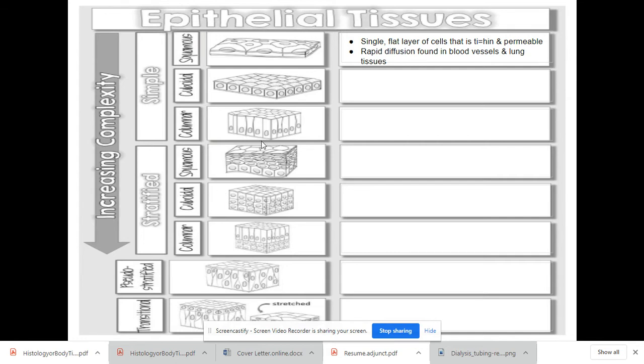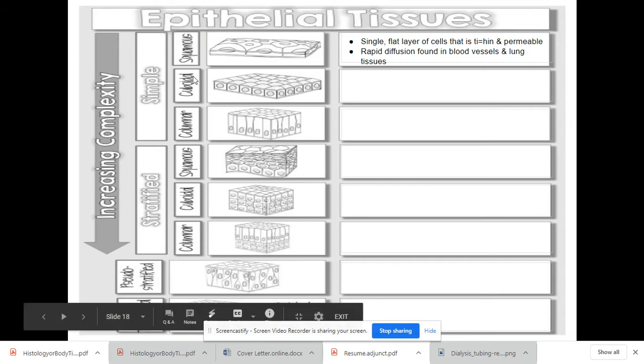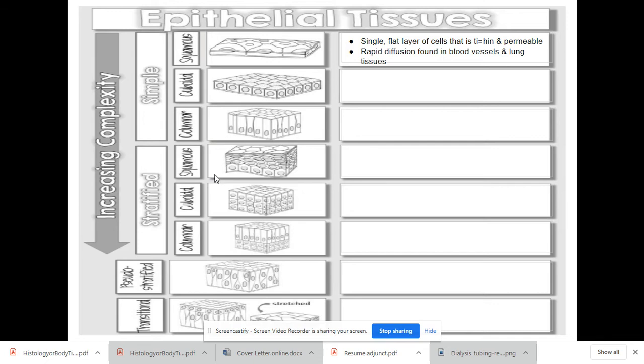Now, the shape of the cell can be flat, and this is called squamous, and you see they're flattened. Cuboidal, they're shaped like a cube. That's pretty self-explanatory. And then columnar, shaped like columns. These are the same labels that you saw up here. It's just that you have more than one layer, so they are stratified.